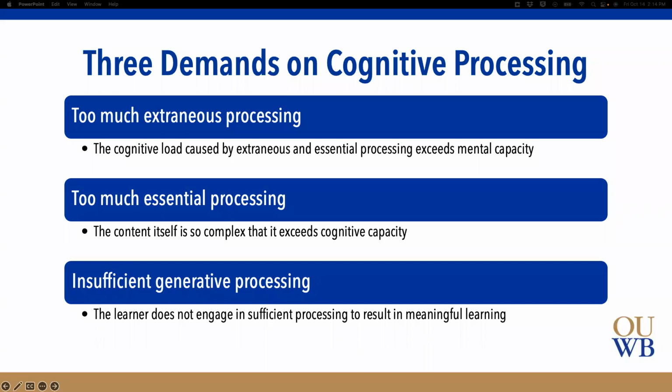So we're really focusing on this first part today, the too much extraneous processing, and how do we limit that? As we get into November, we'll focus more on essential processing, and then in December, we'll focus on generative processing. This gives you a heads up of where we're going today, but also where we're going in the months to come.